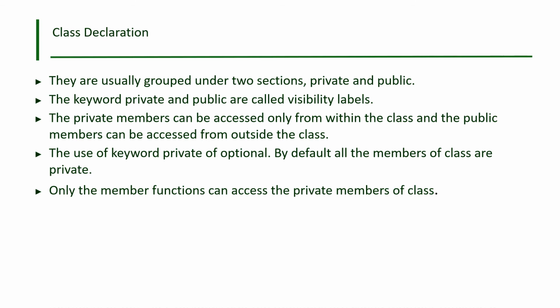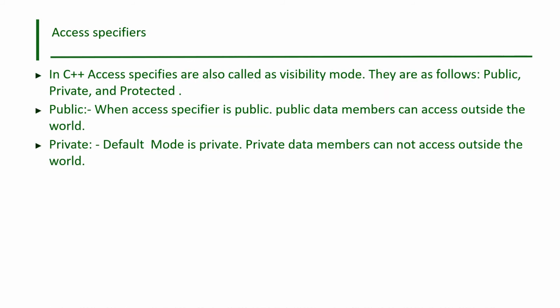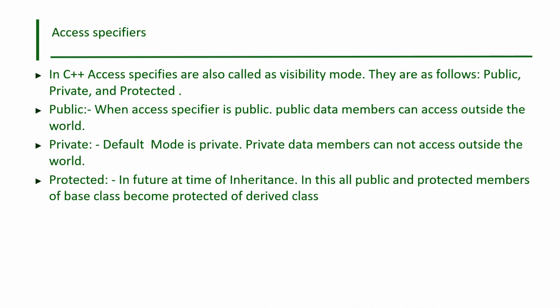By default, if you have not mentioned anything, then the data members and member functions you have declared for that class are considered private. Only a member function can access the private members of a class. So this is about the access specifiers. In C++, access specifiers are called visibility modes. They are public, private and protected. In your second unit you have only public and private; protected you will see in unit 3.